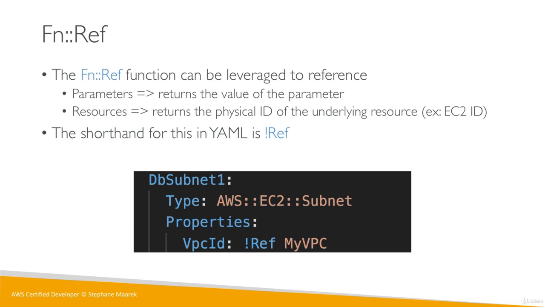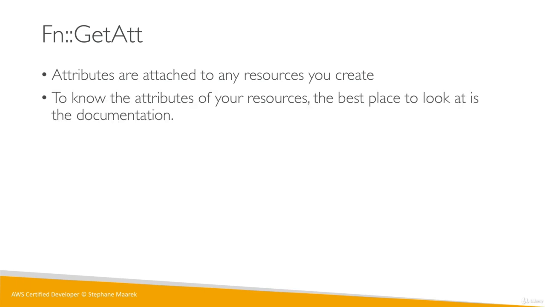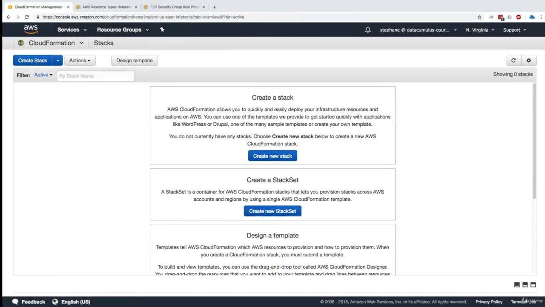Now, how do we get other information out of resources? Because if we can only get the ID information out of the resources using a Ref, then we're pretty much stuck for some things. So we can use GetAtt, and attributes can be attached to any resources you create. To get a list of all the resources and all the attributes that get exposed from these resources, you will have to look in the documentation. So let's do a quick look at it just to get an idea.